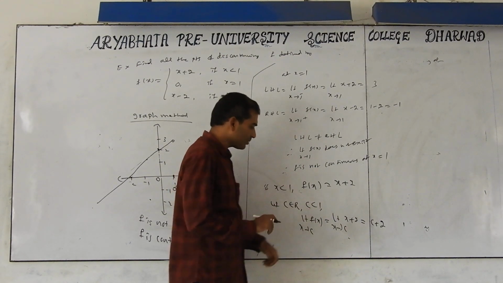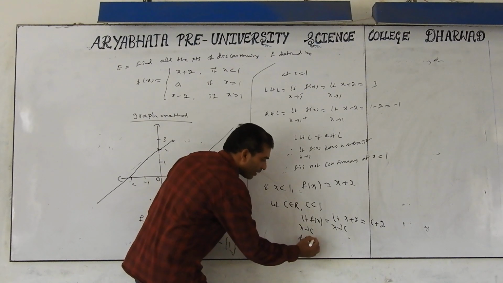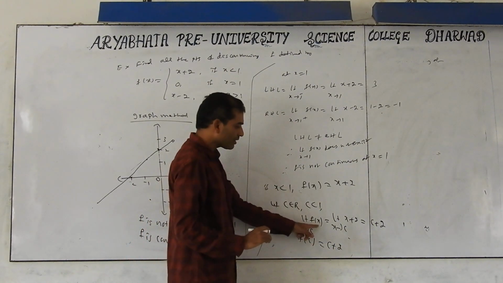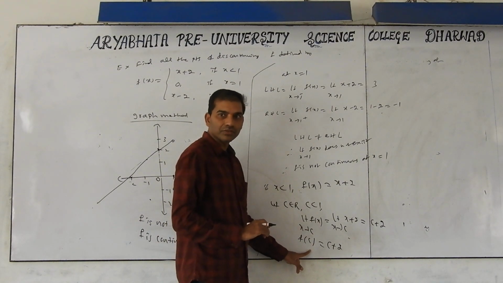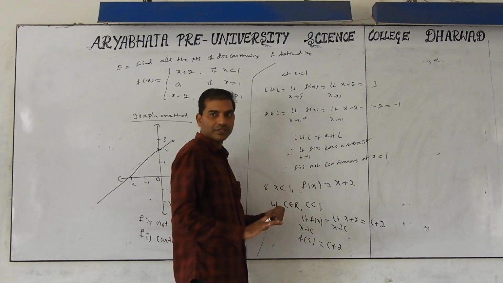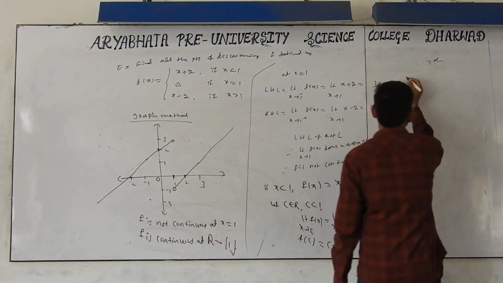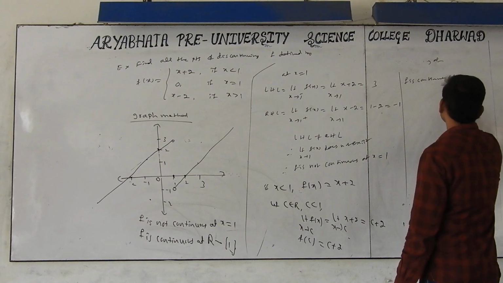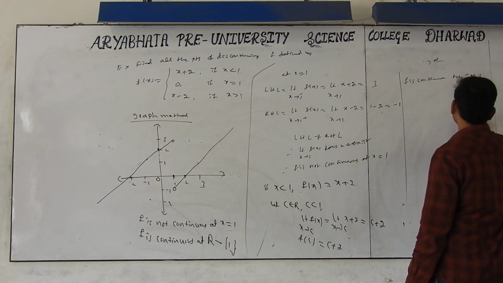So this is the limit value, and the function value f of c is equal to c plus 2. So the limit value equals the function value. Therefore, f is continuous for all x less than 1.